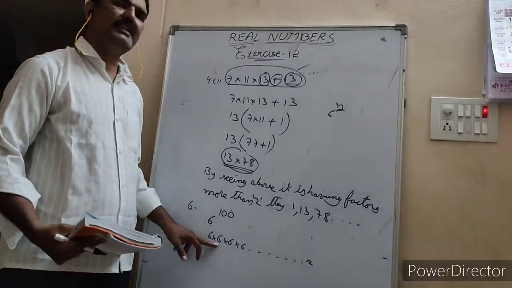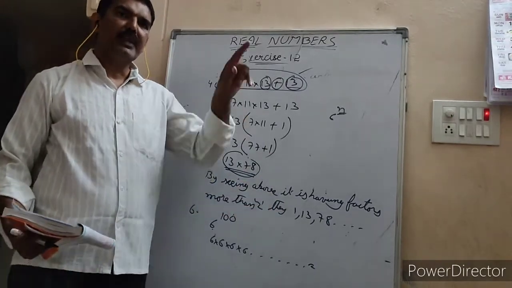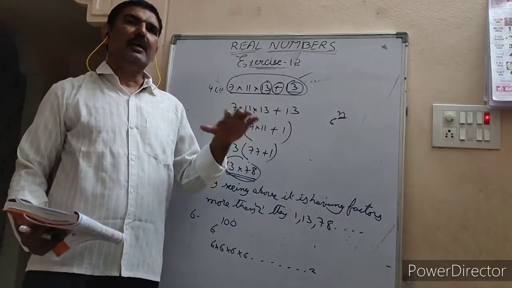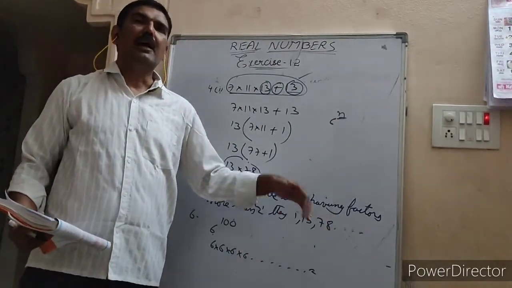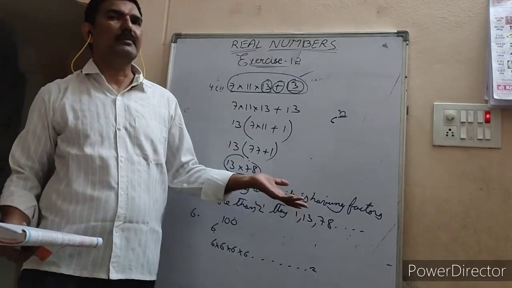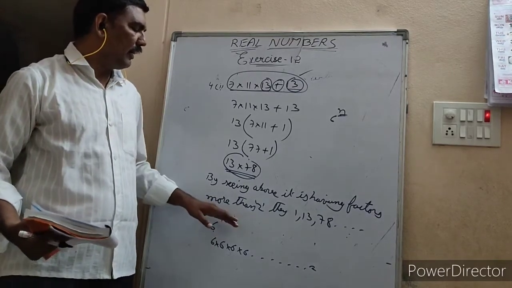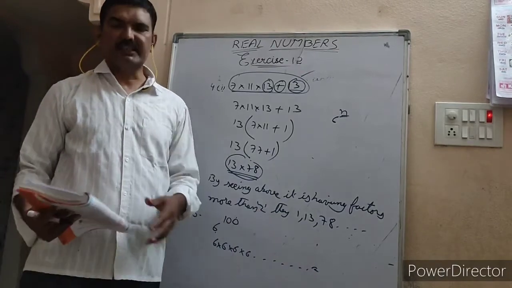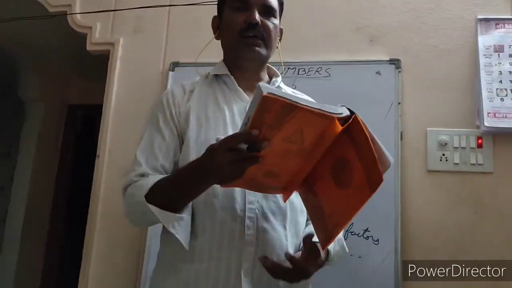6 6s are 36. 36 is ending with 6. Again you are multiplying with 6. 6 and 6 if you multiply, again in the units place you are getting 6 only. However many 6s you are multiplying, always in the units place 6 only will come. So the answer for the 6th question is: 6 power 100 ends with the digit 6. So next class we will continue tomorrow.